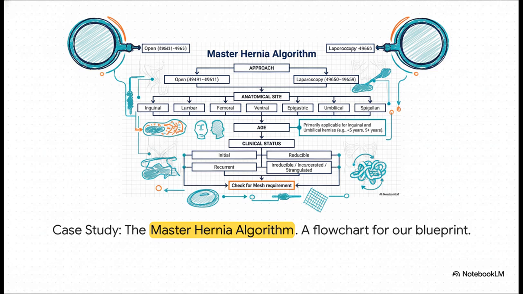Is it inguinal, ventral, femoral? Then you check for age. And finally, the clinical status. Was it the first time or recurrent, reducible or incarcerated? Each decision just guides you one step closer to the right code family.